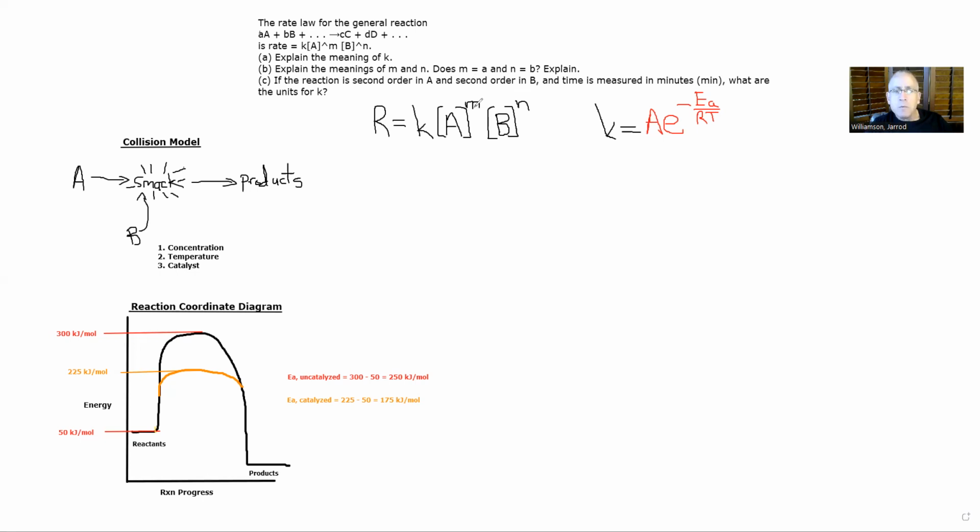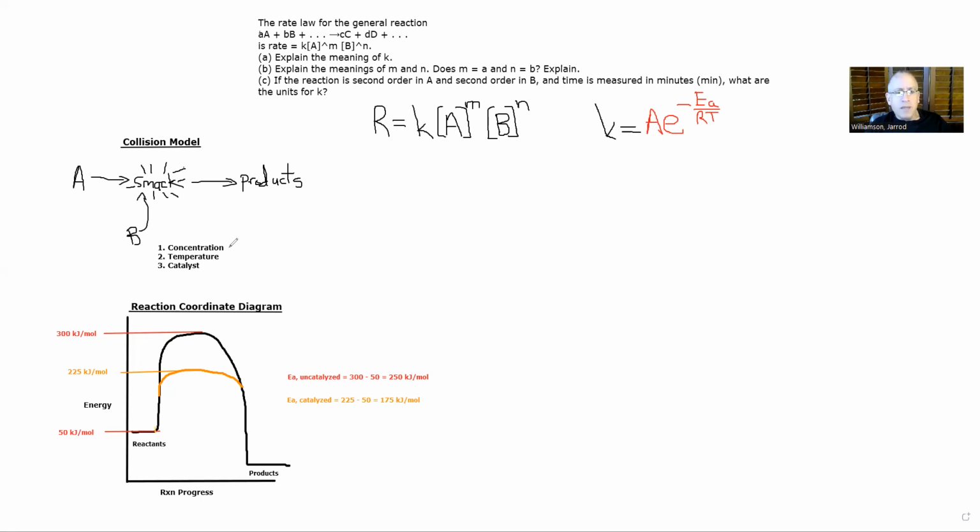M tells you how the reaction rate varies depending on how you change the concentration of A, and N tells you how the reaction rate varies depending on how you change the concentration of B. Remember, we're talking about the collision model of chemical reactions, in which A collides with B to make products. So A and B have to hit each other often enough, hard enough, and at the right angle to make products.